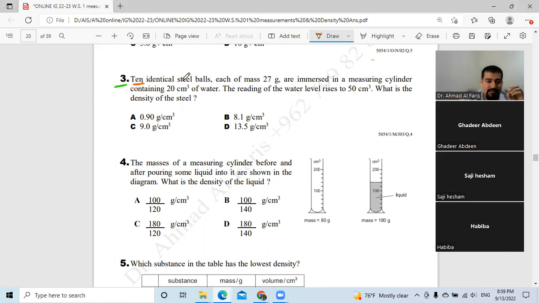10 identical steel balls, each of mass 27 grams, are immersed in a measuring cylinder containing what? 20 centimeters cubed of water. The reading of the water level rises to what? To 50 centimeters cubed. So this is V1, and this is V2, and this is the mass for each. What is the density of steel? Yes, tell me the answer.